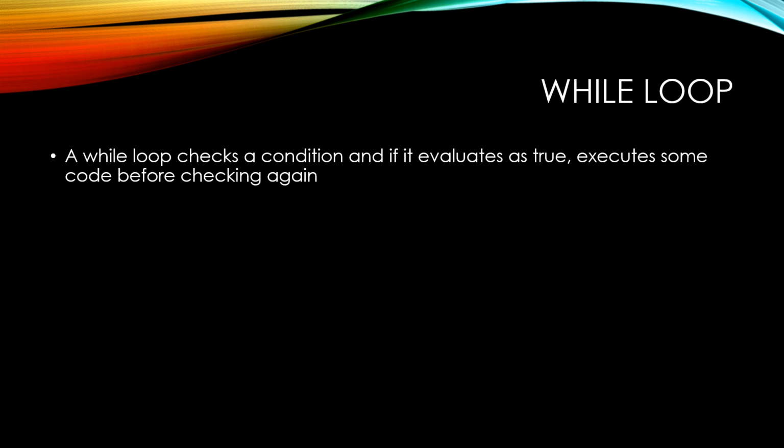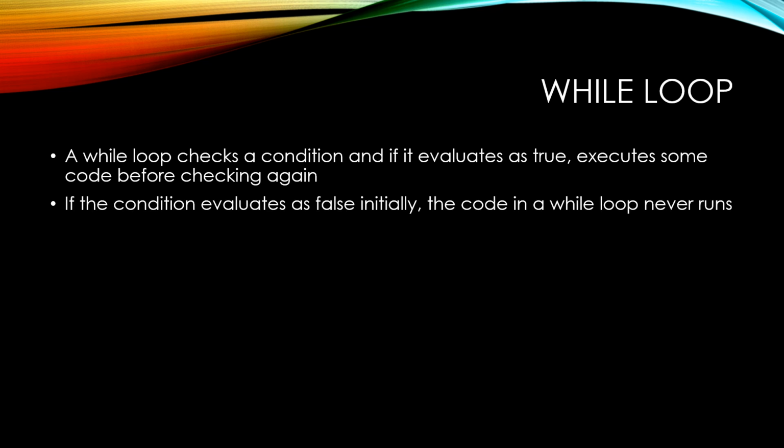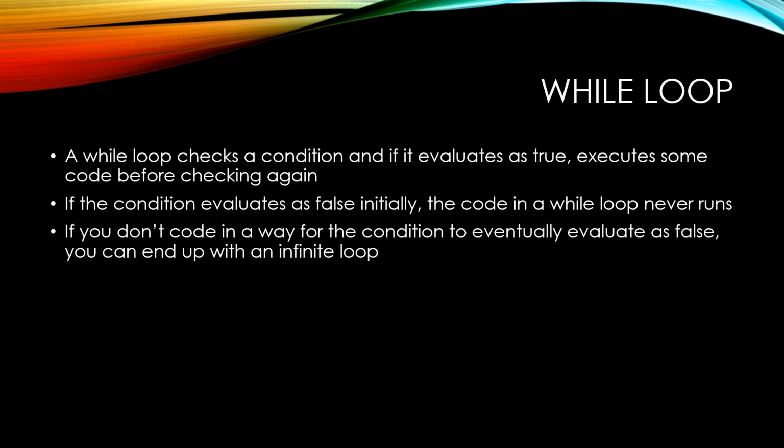A while loop checks a condition, and if it evaluates as true, executes some code before checking again, and then if it's true, it continues to execute that code until eventually it checks and it's not true. If the condition evaluates as false initially, the code in a while loop never runs. If you don't code in a way for the condition to eventually evaluate as false, you can end up with what's called an infinite loop.